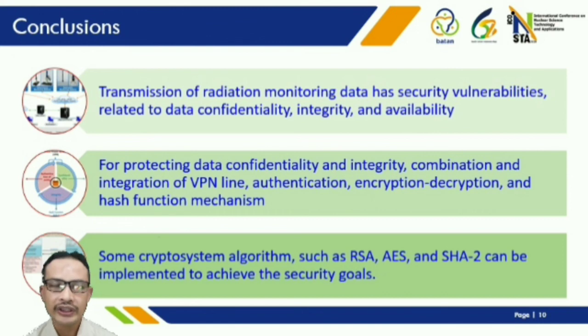So from our discussion in this session, we can conclude that transmission of radiation monitoring data has security vulnerabilities related to data confidentiality, data integrity, and data availability. And then for protecting data confidentiality and integrity, a combination and integration of virtual private network client, authentication, encryption, decryption, and hash function mechanism should be conducted. Some crypto system algorithms such as RSA, AES, and hash function can be implemented to achieve the security goals.